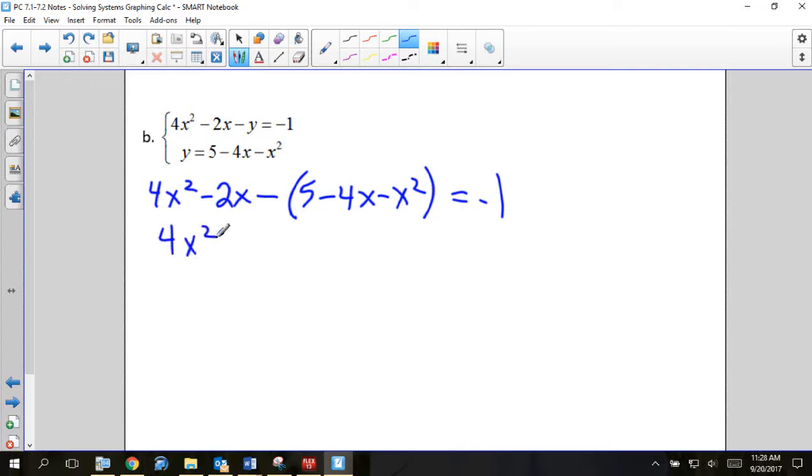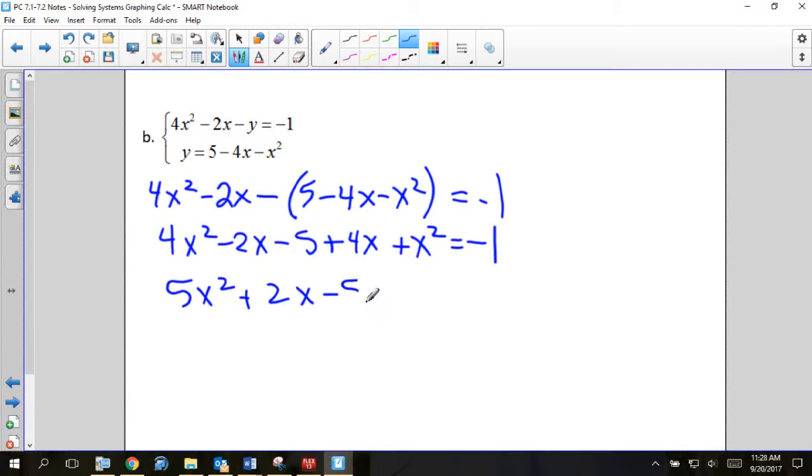So we have 4x squared minus 2x minus 5 plus 4x plus x squared equals negative 1. Combine like terms. 5x squared plus 2x minus 5 equals negative 1. Okay. What should we do? Make it equal to 0. Yes. Add that 1. You got to do that before you do any more solving. 5x squared plus 2x minus 4 equals 0.